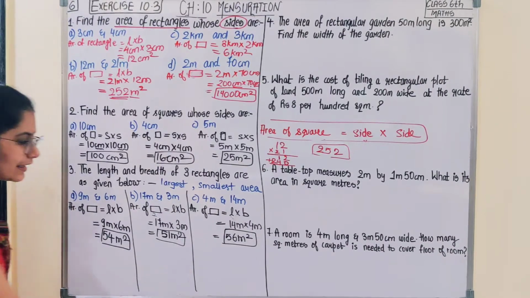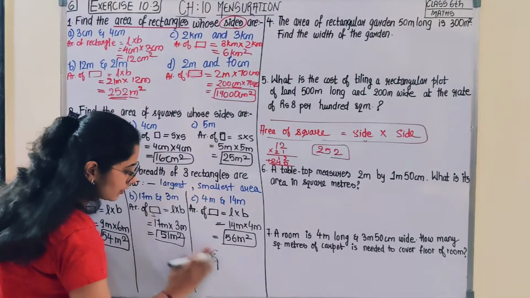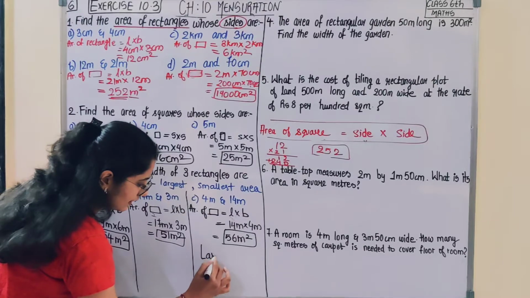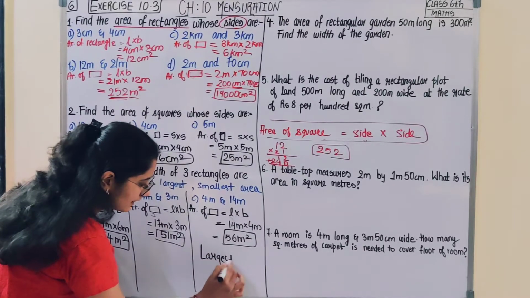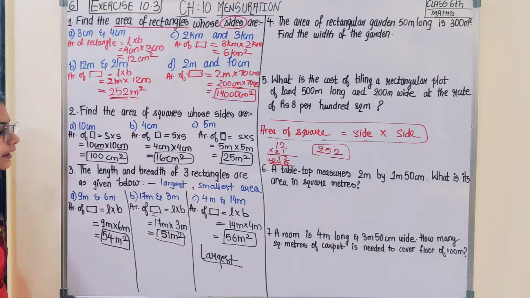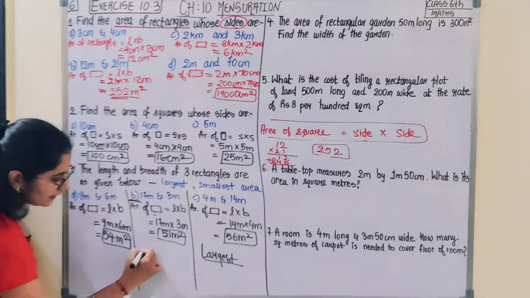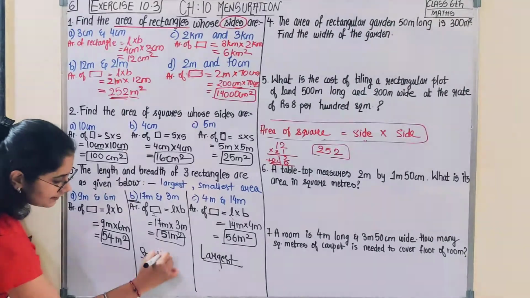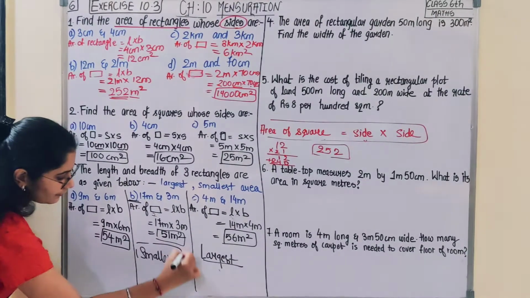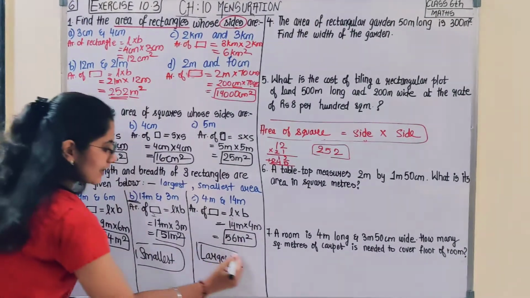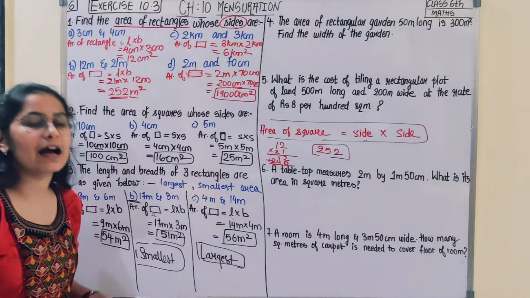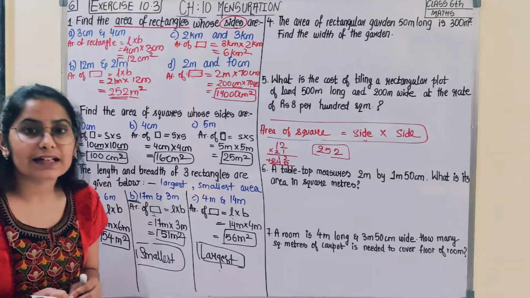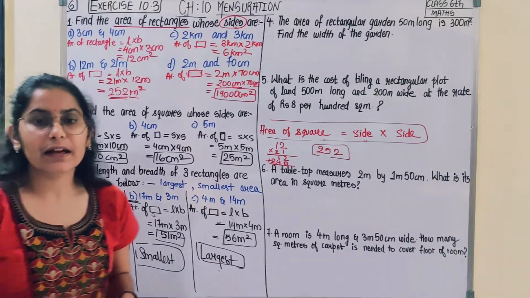Which one is the greatest? This one is the greatest, having the largest area: C rectangle. And B rectangle is having the smallest area. So by calculating the area, we can find which rectangle is having larger area, which rectangle is having smaller area, and that was the concept, right?